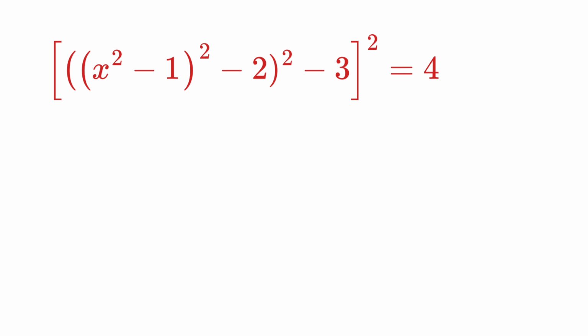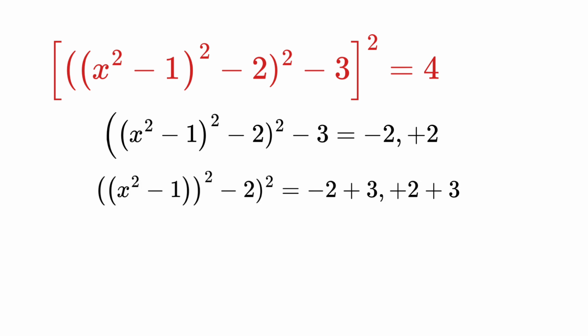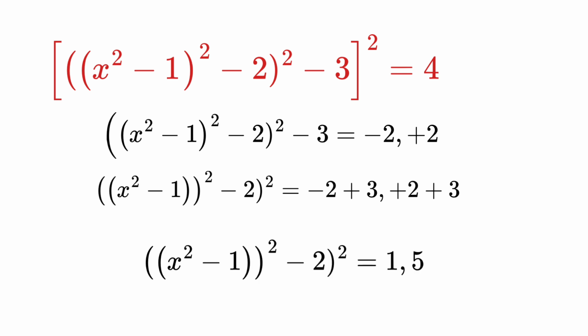Take the square root on both sides, then we have ((x² − 1)² − 2)² − 3 equal to −2 or +2. Minus 3 goes to the right side, then we have ((x² − 1)² − 2)² equal to −2 + 3 or +2 + 3. Then we have ((x² − 1)² − 2)² equal to 1 or 5.